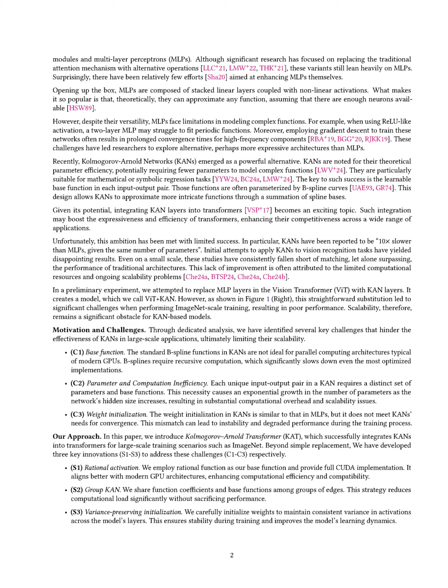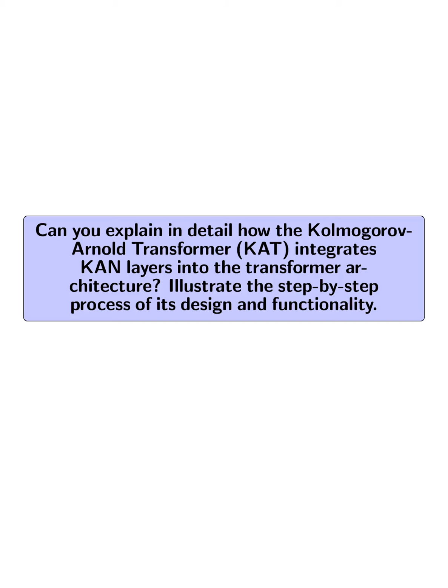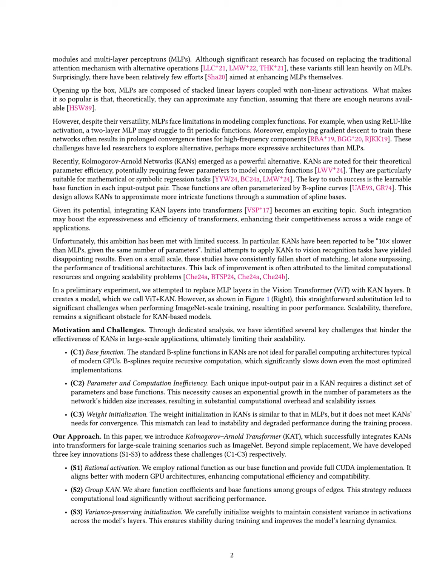deep learning architectures. Can you explain in detail how the Kolmogorov-Arnold Transformer, CAT, integrates KAN layers into the transformer architecture? Illustrate the step-by-step process of its design and functionality. The Kolmogorov-Arnold Transformer, CAT, integrates Kolmogorov-Arnold Networks, KANs, into the transformer architecture by replacing the traditional multi-layer perceptron, MLP, layers with KAN layers, specifically utilizing a novel variant called Group Rational KAN, GR-KAN.